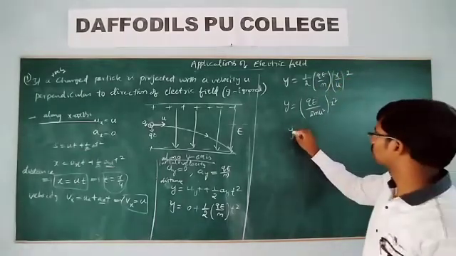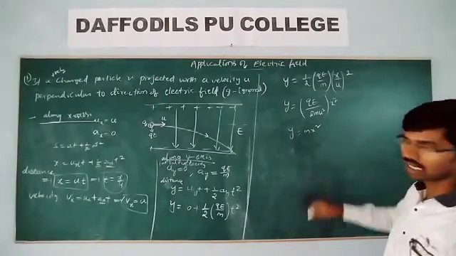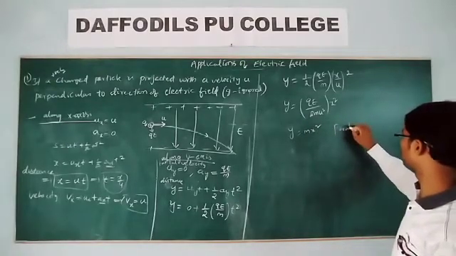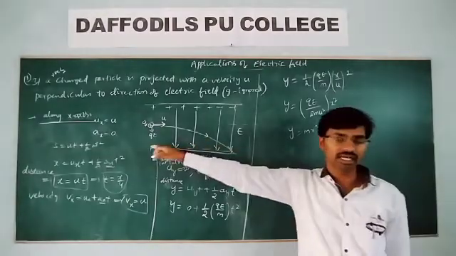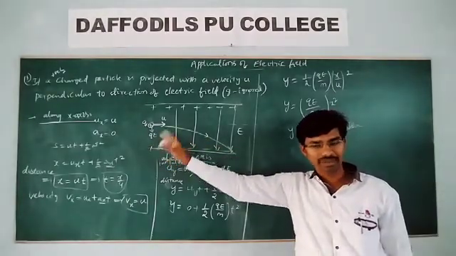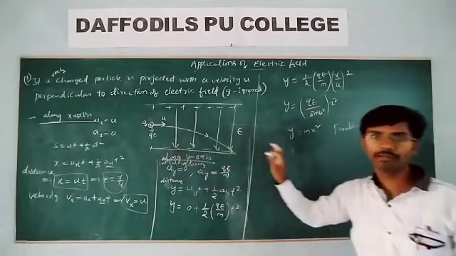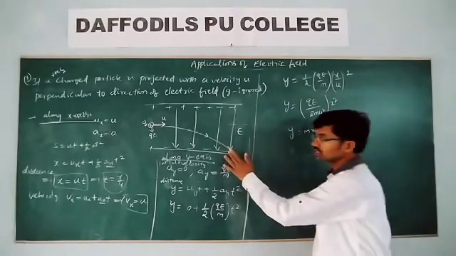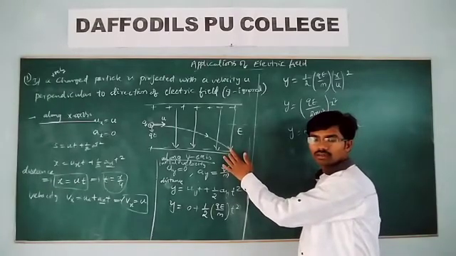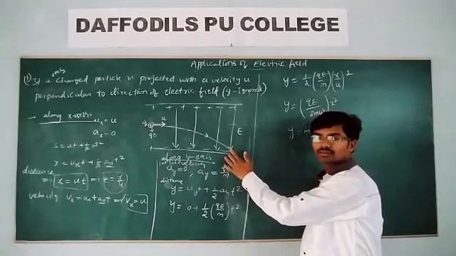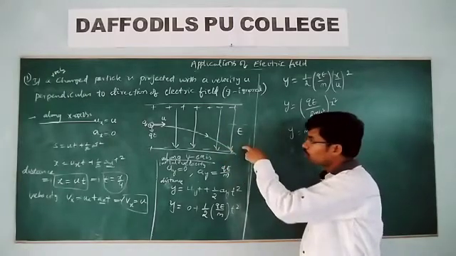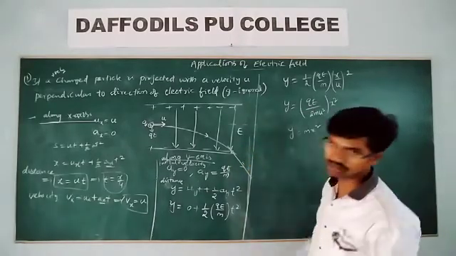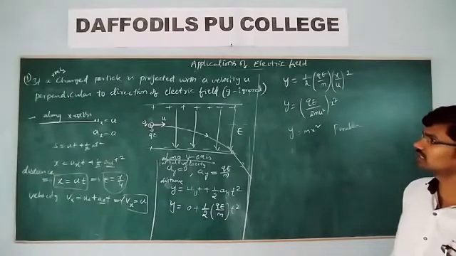Then it is in the form of y is equal to kx square, which represents a parabola. That means the path of the charged particle which is projected perpendicular to the direction of the electric field follows a parabolic path. And once this charged particle leaves the electric field, what would be the path followed? After that, it follows a straight line.